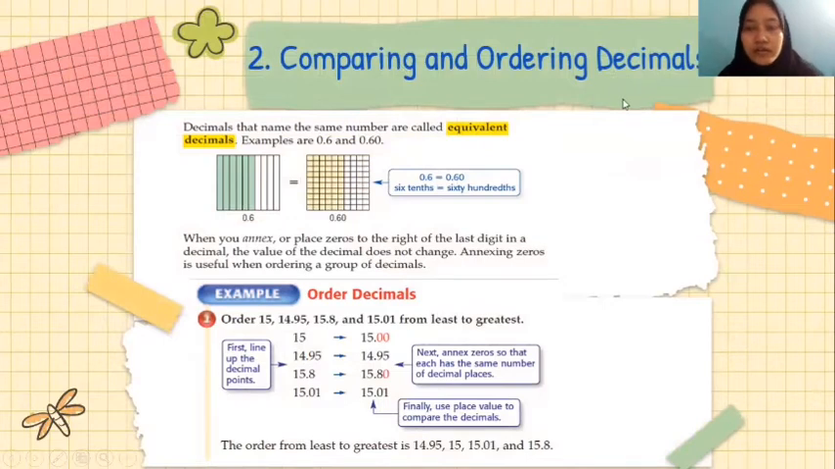Second, comparing and ordering decimals. Decimals that name the same number are called equivalent decimals. Examples are 0.6 and 0.60. We can see that this is 10 grids. The selected area is 6, so it is 0.6, and this is 60 hundredths. This one is 60 hundredths.